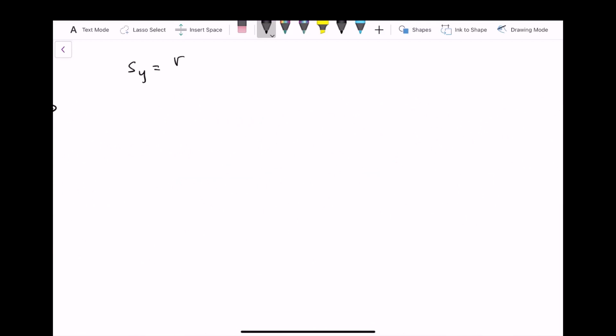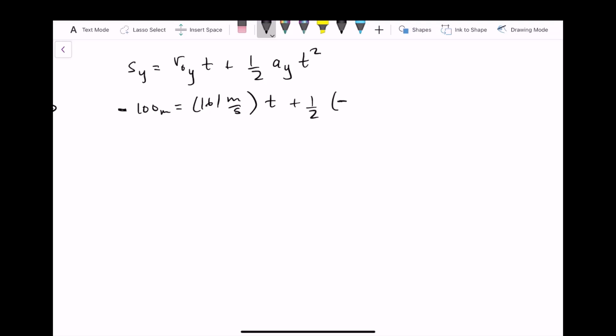Sy is equal to v0y t plus 1/2 ay t squared. So again, it's a negative direction for that displacement, so negative 100 meters equals 161 meters per second. Now it's positive because its initial velocity in the y direction is upwards, times time, plus 1/2 times negative, because it is downwards for acceleration, 9.81 meters per second squared, times t squared.